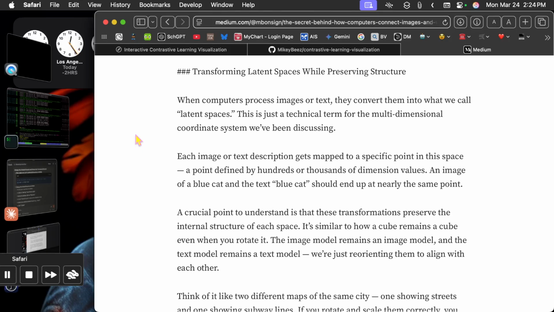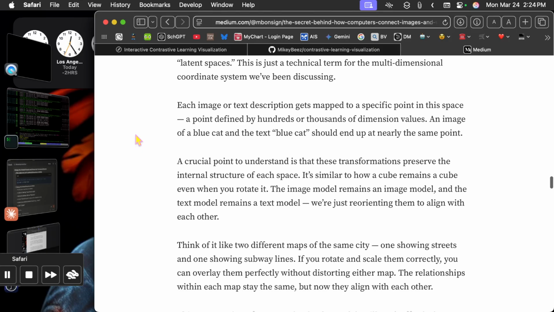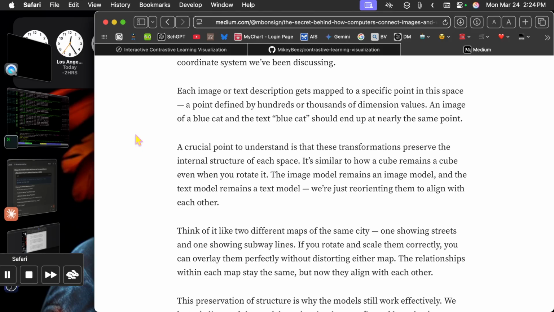When computers process images or text, they convert them into what we call latent spaces. This is just a technical term for the multi-dimensional coordinate system we've been discussing. Each image or text description gets mapped to a specific point in this space, a point defined by hundreds or thousands of dimension values. An image of a blue cat and the text "blue cat" should end up at nearly the same point.